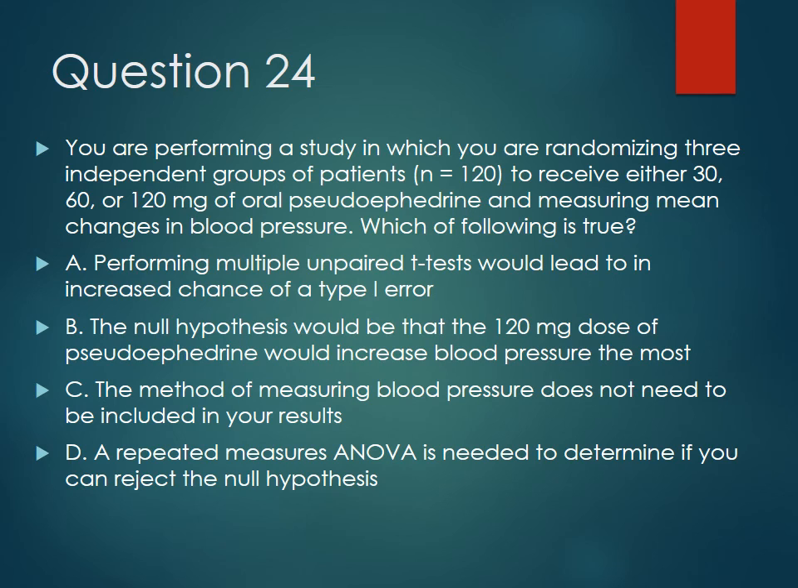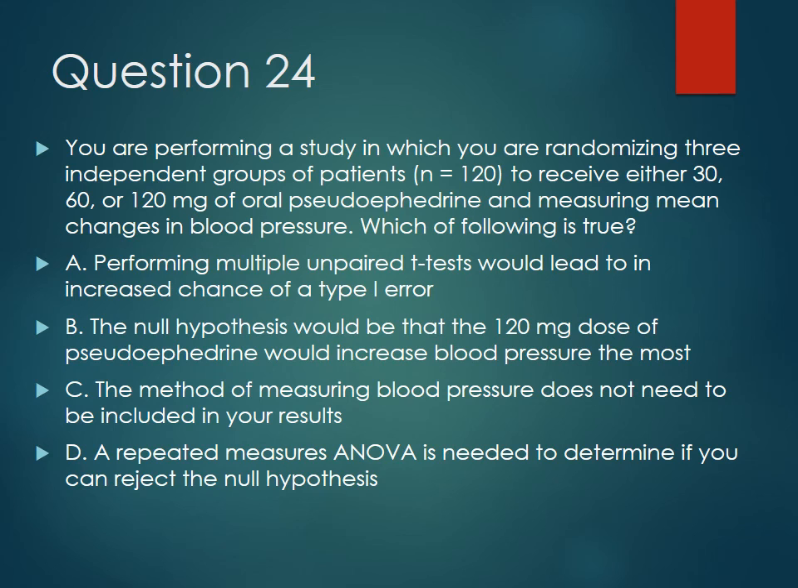Next, we'll look at C, where the method of measuring blood pressure does not need to be included in your results. This would actually be false because you should really be stressing the importance of being thorough and as transparent as possible in study design, and researchers should be doing this as much as possible. Basically what I mean here is that, say, you were measuring blood pressure by manual auscultation for some patients, and then on a different day, you use an automatic machine, and it just varies based on what you feel like for that day.